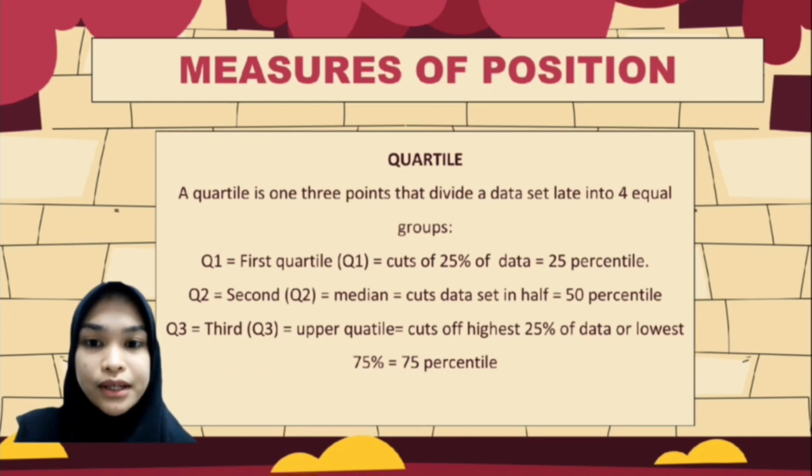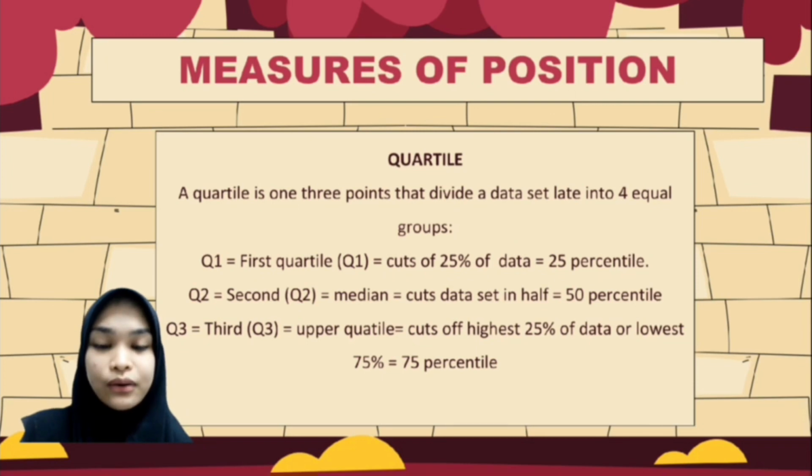I'm going to present about the measure of position. First of all, to determine the measurement of position, the data must be sorted from lowest to highest. In this video, we focus on quartiles. A quartile is one of 3 points that divide a data set into 4 equal groups. Q1 is the first quartile that cuts off the lowest 25% of data, equal to the 25th percentile. Q2 is the second quartile, which is the median that cuts the data set in half, the 50th percentile. Q3 is the third quartile that cuts off the highest 25% of data, or the lowest 75%, which is the 75th percentile.